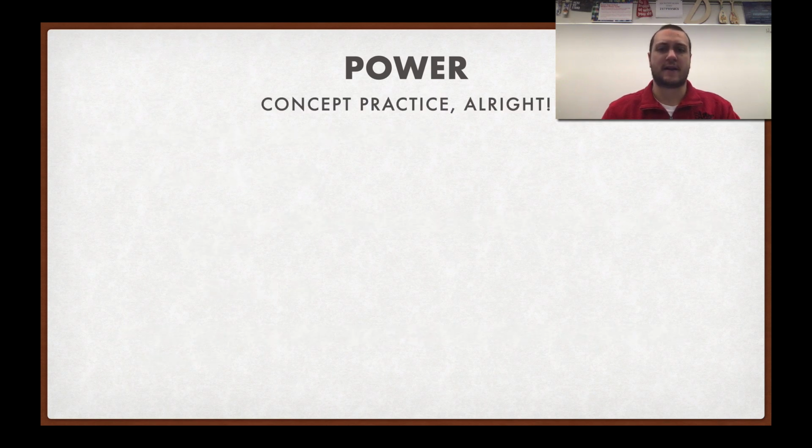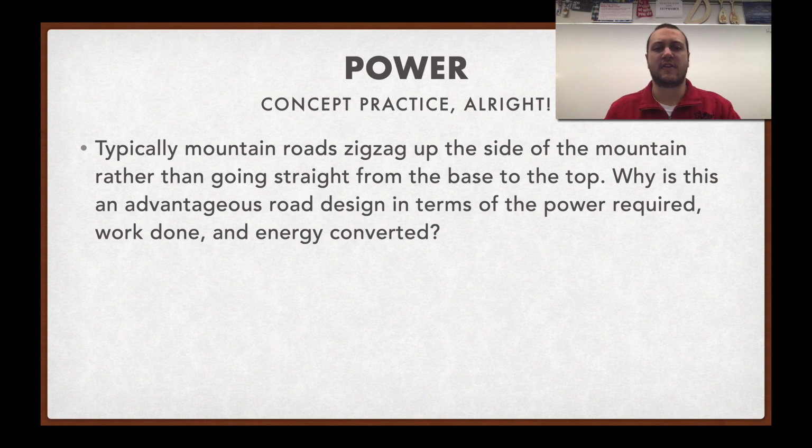Now, a little conceptual practice, just to get the idea of power here. If you've ever driven up a mountain road, I haven't, but you've seen it in movies or on TV shows, or if you've been up one yourself, you know that they zigzag side to side across, or they go around the mountain instead of going just top to bottom. If you think about this road design, why is this advantageous in terms of the amount of power that is required when you relate the work that's done or the energy that you convert?